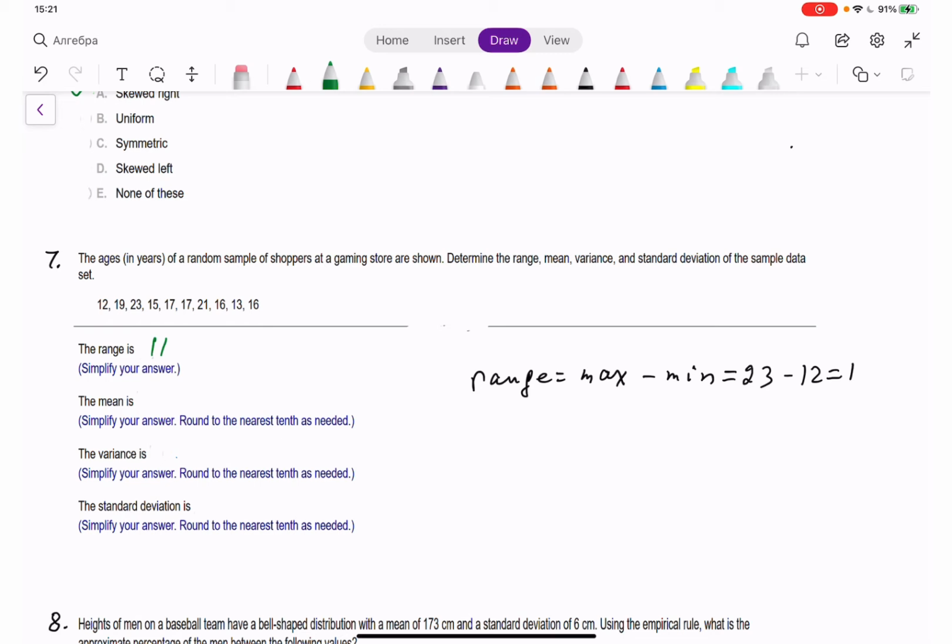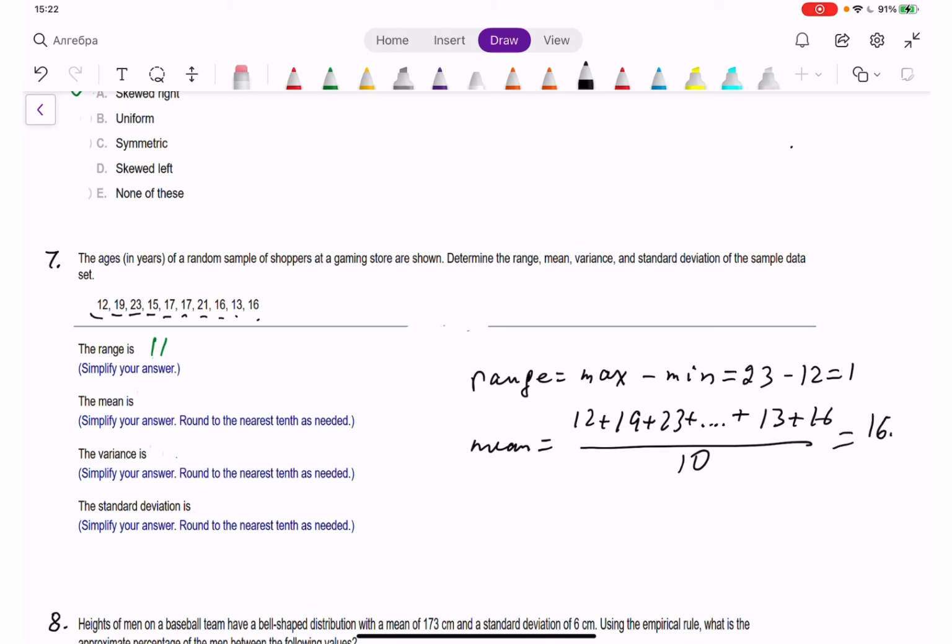Mean. To find the mean, do you know how we find the mean? You already learned it. So mean is equal to 12 plus 19 plus 23 plus and so on, plus 13 plus 16. How many do we have here? It doesn't say how many elements are in the data set, so we need to count. 1, 2, 3, 4, 5, 6, 7, 8, 9, 10. Okay, sum divided by 10, and you should get approximately 16.9.